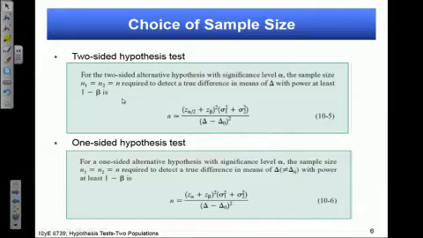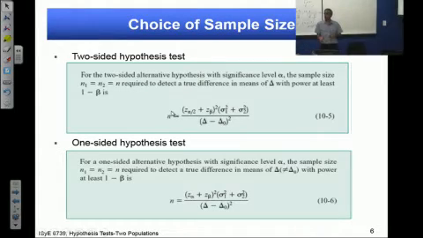And as you can see, Z alpha over 2 and Z beta are very similar to what we had in one population. Instead of sigma, we have sigma 1 squared and sigma 2 squared. By the way, in this example, we assume n1 equals n2 equals n. That's the main assumption. But when you get n, it means your n1 and n2 should be at least this number. If you go above that, then you get more power.